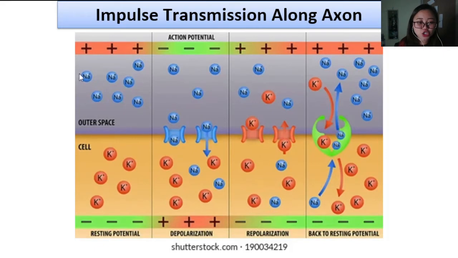And this is showing a diagram showing how impulse transmission along the axon will occur. So we start with the resting potential. So mula-mula kita punya perbezaan concentration of ion memang begini. Bila kita mula ada action potential, okay, so something happening, some message being transmitted along the axon, we're gonna have depolarization. You're gonna see the ions are gonna go to different places.